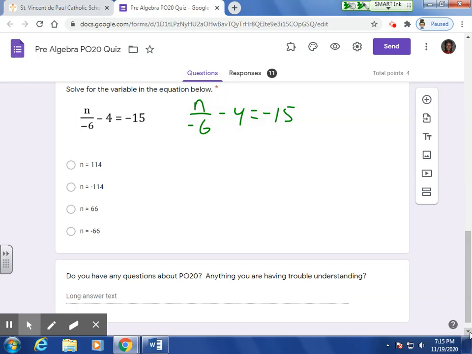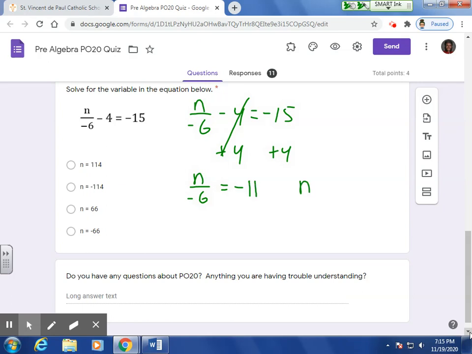Since we are subtracting that 4, that's our constant, that's where we're going to start. So add 4 to both sides, because negative 4 plus 4 equals 0. And we get n divided by negative 6 equals negative 15 plus 4, which is negative 11.